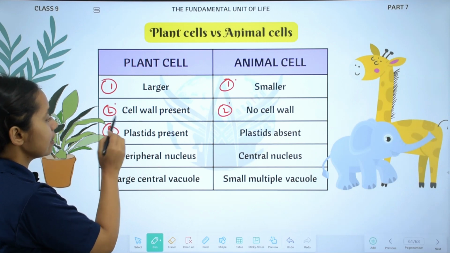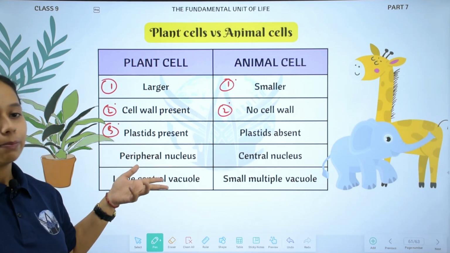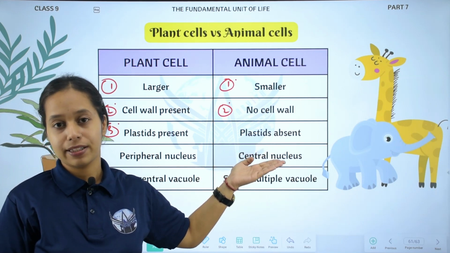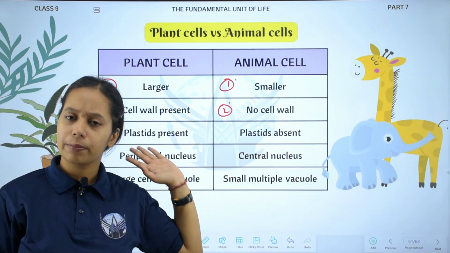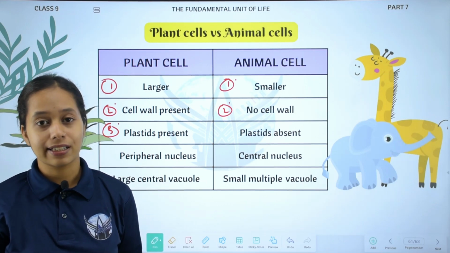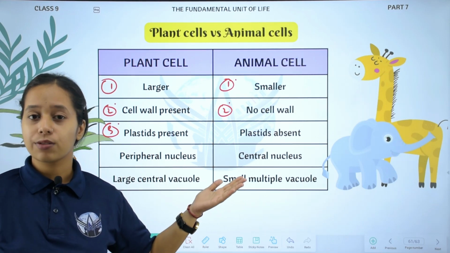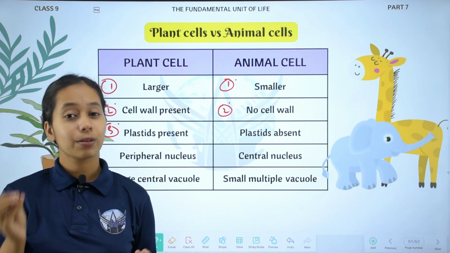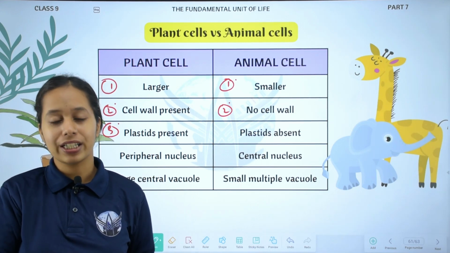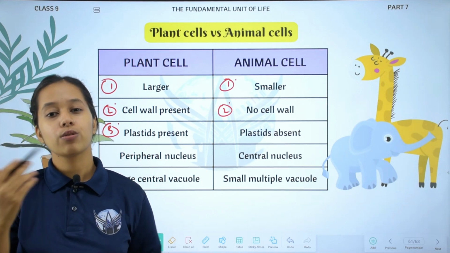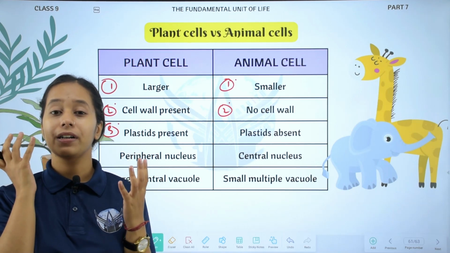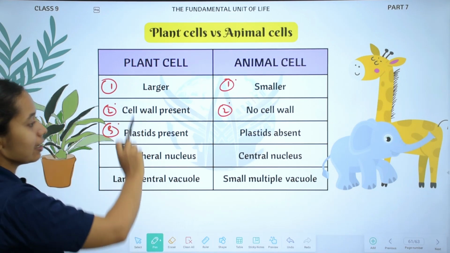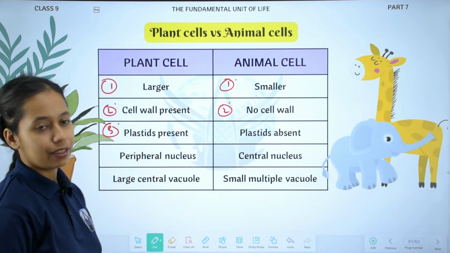Number 3, plastids are present in plant cells, but we will not be finding plastids in animal cells. I think in our previous class only we have discussed what is plastids. Under plastids we have also discussed chloroplast, which contains chlorophyll, the green colored pigment, and this green color pigment is very useful for the process of photosynthesis, which is the food making process for plants. So we will find plastids in plants, but we will not find plastids in animals.